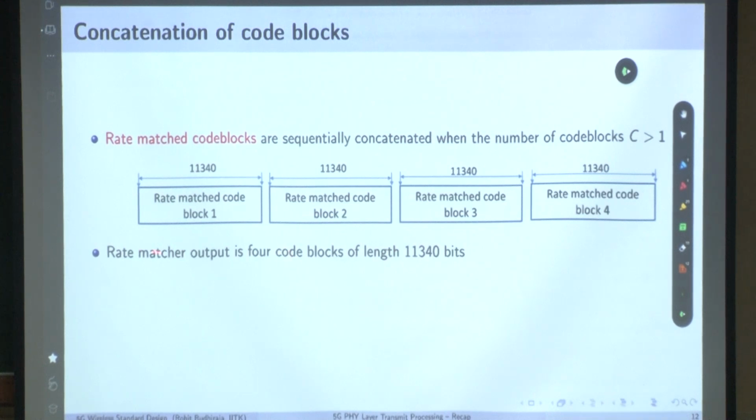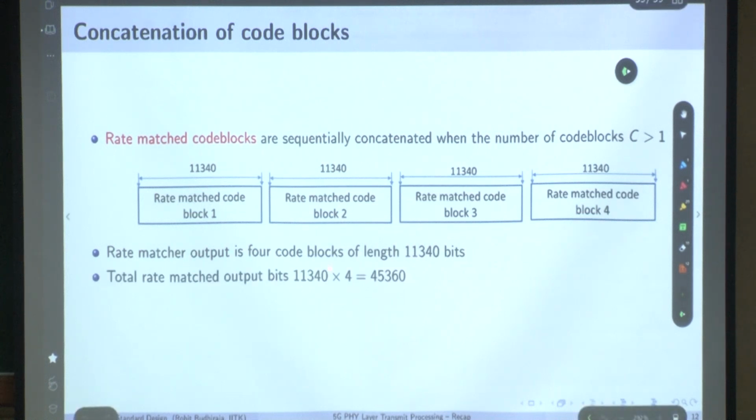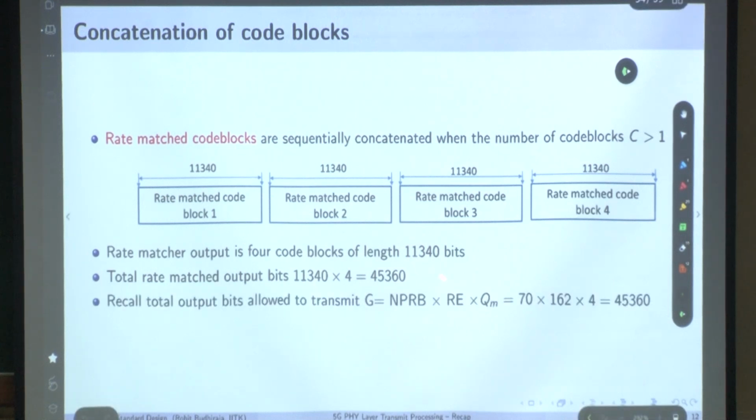So the rate matcher output for each of the 4 code blocks is of length 11340. The total rate matched output is 45360. And this is what we were supposed to be transmitting, G. So G is this. We have come to 11340 from here only. This is E, this is G. So we put them together, and we get back G.